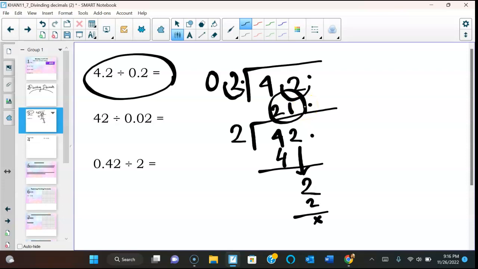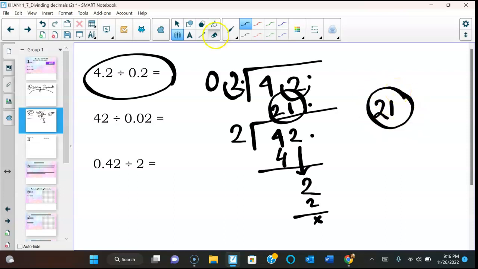Now, your student can ask you why we're going to make this divisor a whole number. My answer is just to make our life easy. I don't know the table for 2/10 and I don't know the table of 3/10, but I know the table of 2. I know the table of 3. So it is easier when we make our divisor a whole number, we can do the division. So our answer for this one is 21.